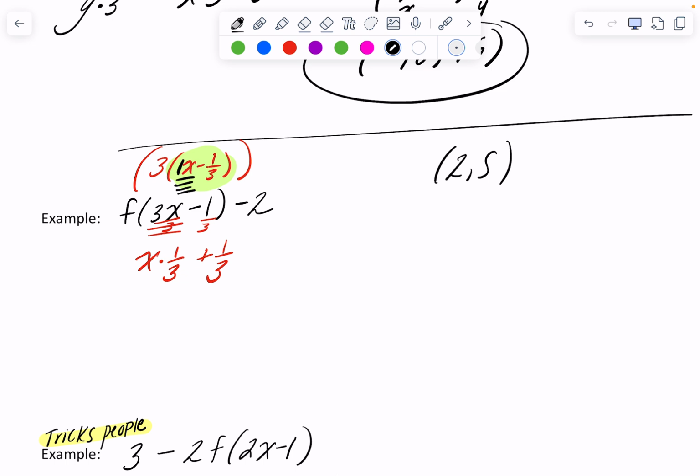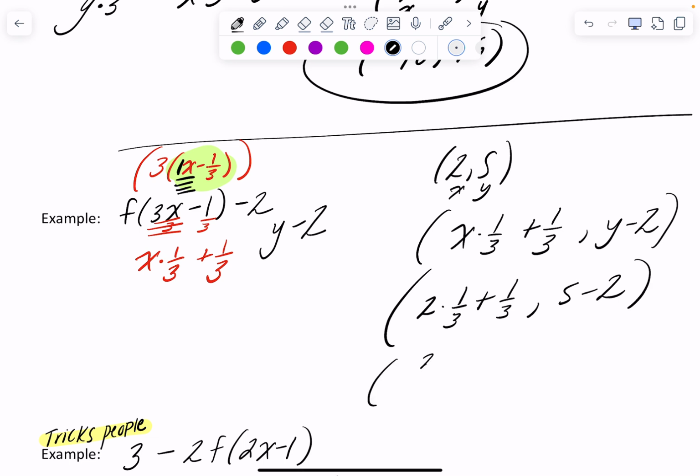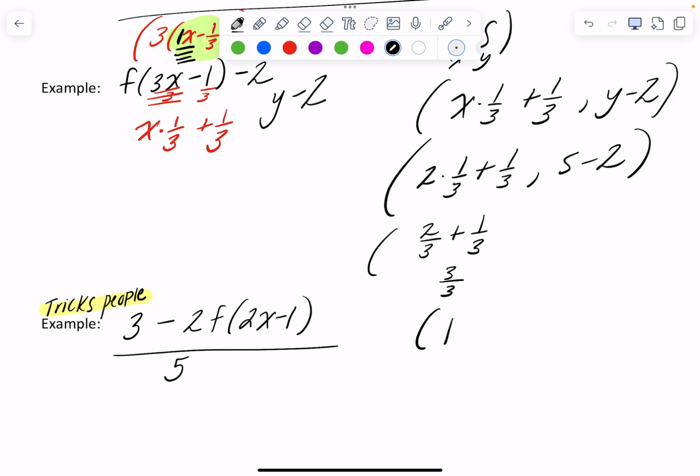And then down 2, we'll be taking our y's and minusing 2. So our general formula is x times a third. Then you're going to add a third to that. Our y's are just subtracting by 2. Plug in x, plug in y. 2 times a third plus a third, comma, 5 minus 2. So then it looks like we have 2/3 plus 1/3. Isn't that 3/3? Which is 1. So (1, 5 minus 2 is 3).